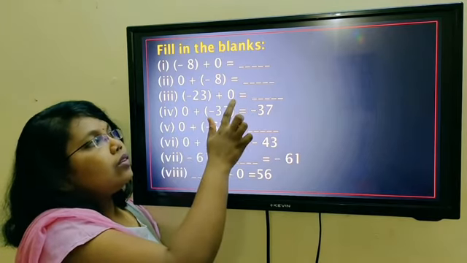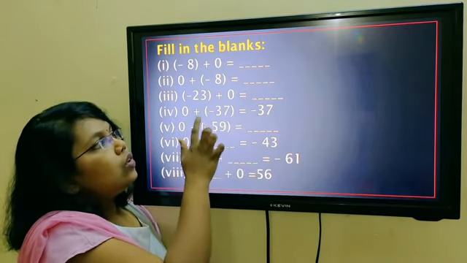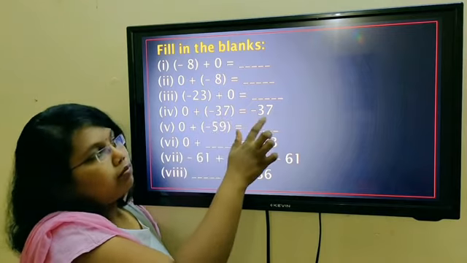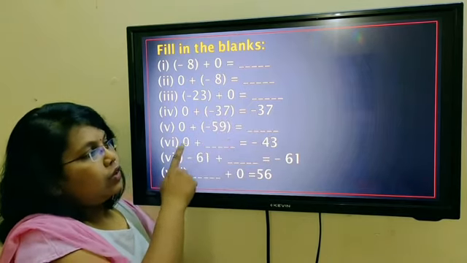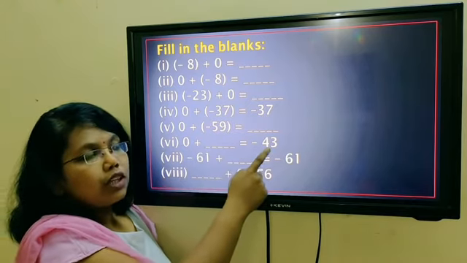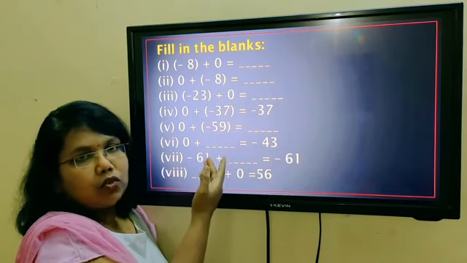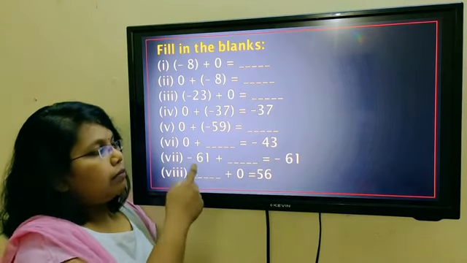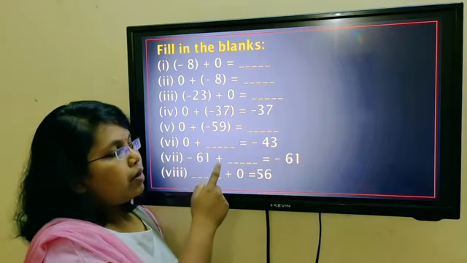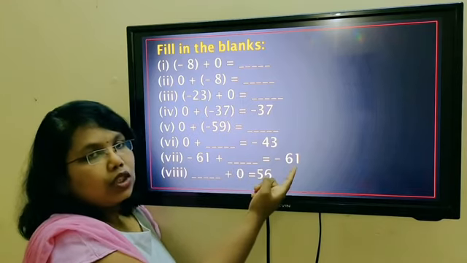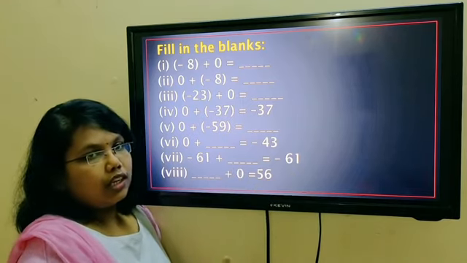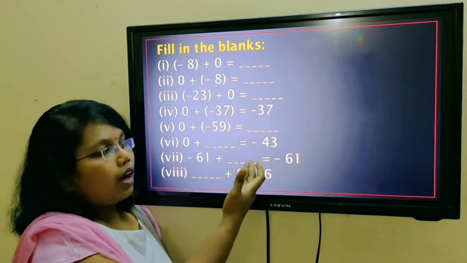23 plus 0, 23. 0 plus minus 37, minus 37. 0 plus minus 59, minus 59. 0 plus what gives you minus 43? The same thing, because when you add 0, nothing really happens. Minus 61 plus what gives you minus 61? 0, because there is no change in the answer. That is why you are adding it with the additive identity.